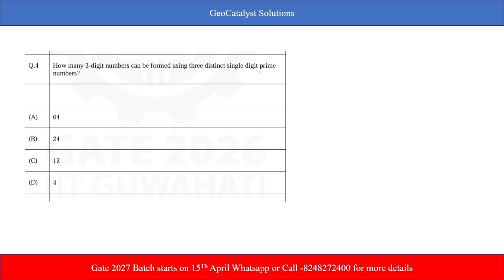Now coming to the fourth question. How many three-digit numbers can be formed using three distinct single-digit prime numbers? So how many single-digit prime numbers are there? 2, 3, 5, 7. So four options, and we have to form a three-digit number. Here how many options are there for the first digit? Four will be there, and it is written distinct. So here four options are there.